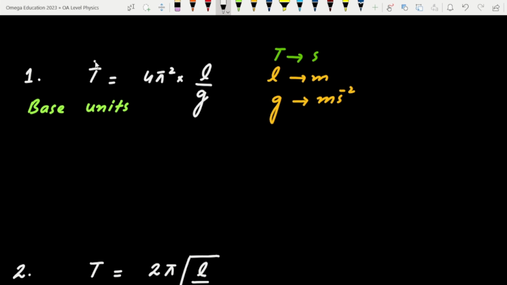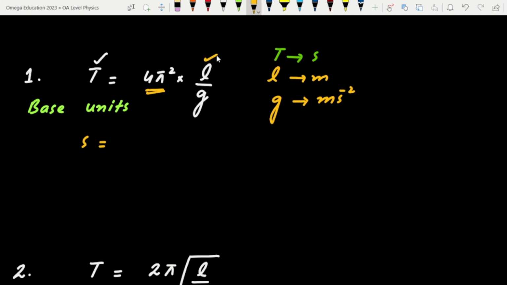So what is the unit of time? The SI base unit of time is seconds. Time is a base quantity, it has a base unit, and the standard one is seconds. Then the next thing, 4 pi square. What is the unit of 4 pi square? The answer is no unit. It's a constant number, just a numeric value. For all the constant numbers there would be no unit, so you can ignore it for a while.